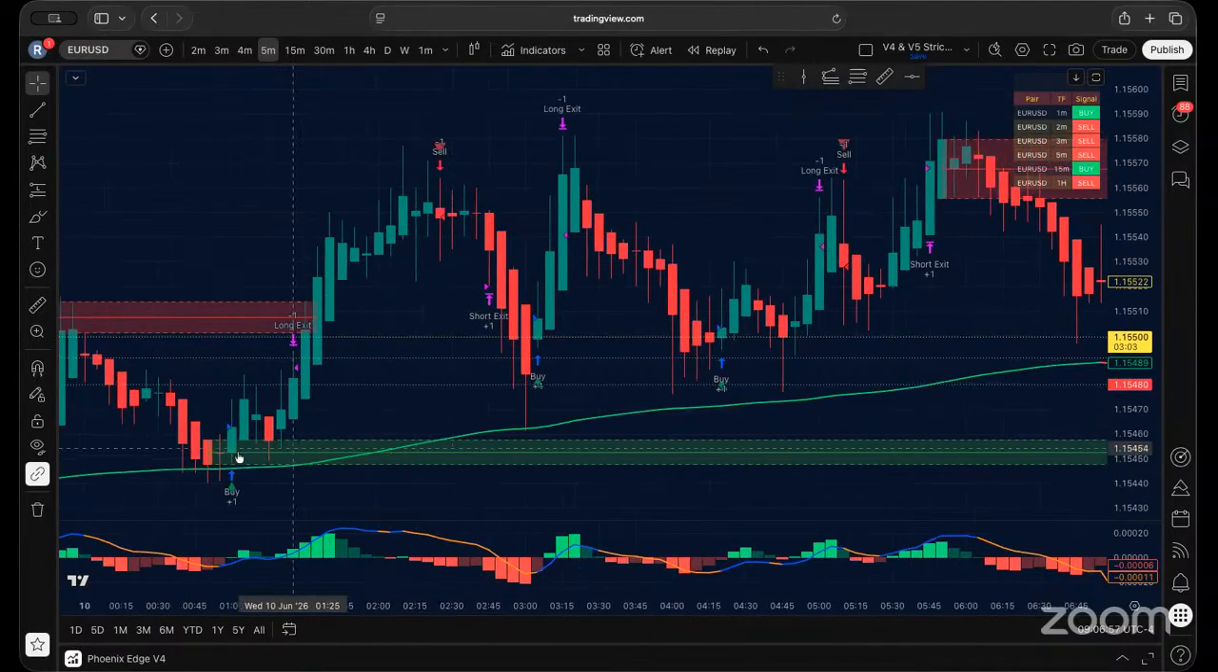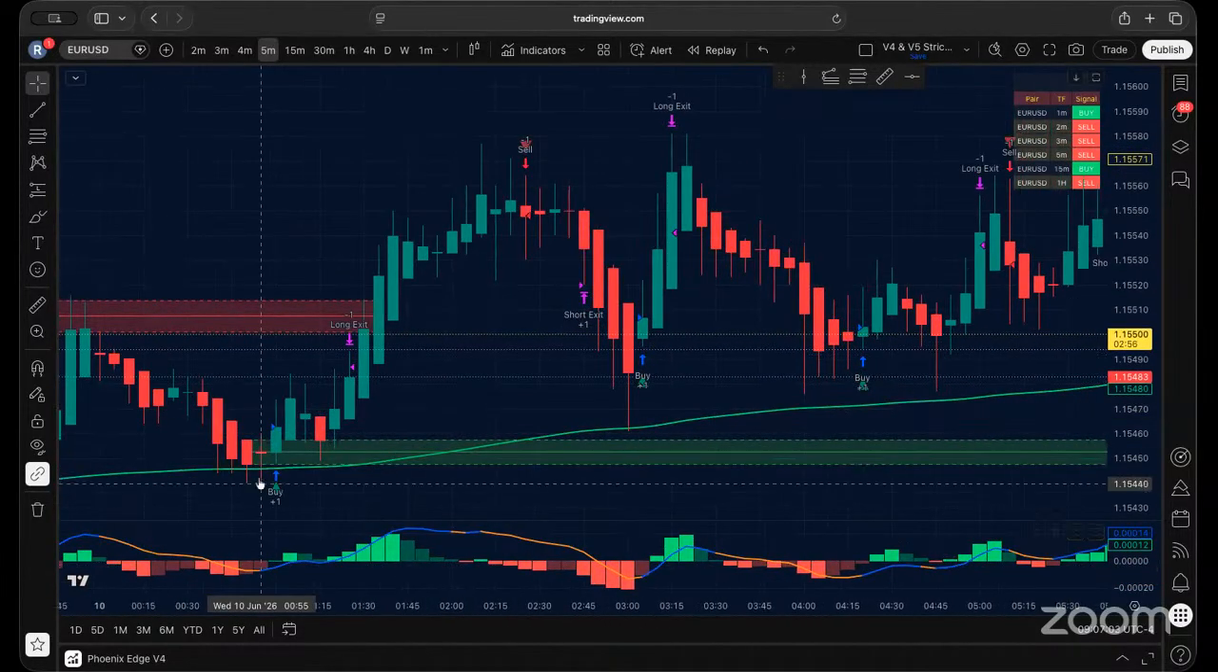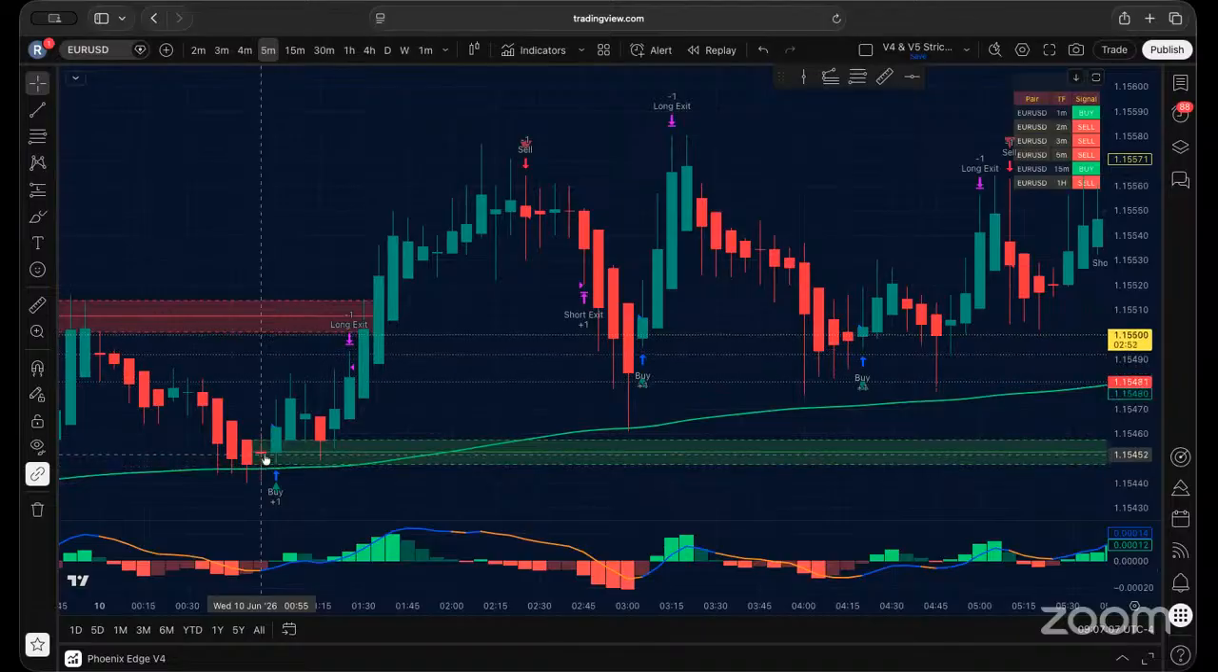So I see that, again, price is above the MA, right? Bears are losing momentum. And now all I'm waiting for is my signal. So remember, that's my first rule. I'm waiting for the signal.